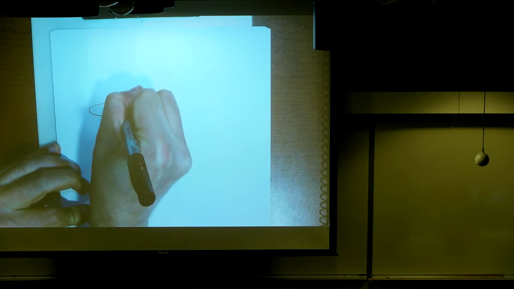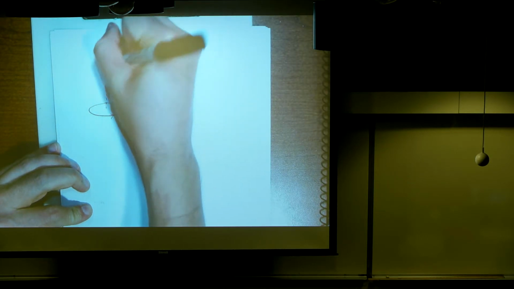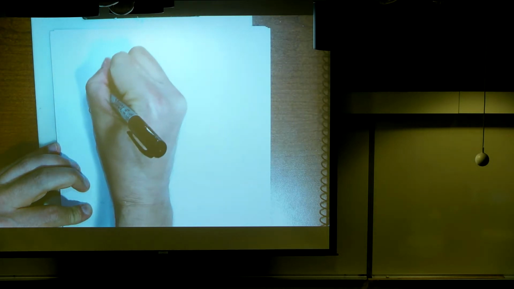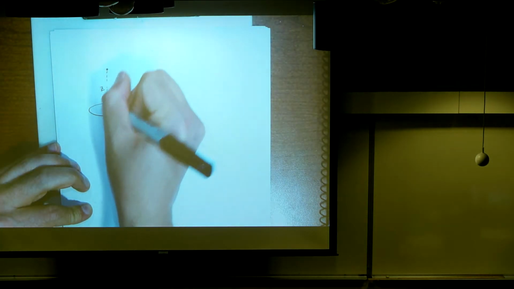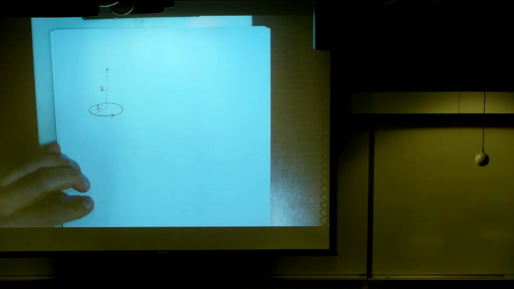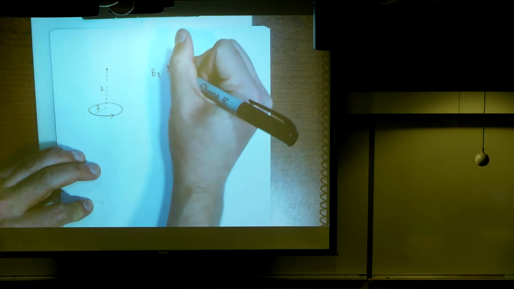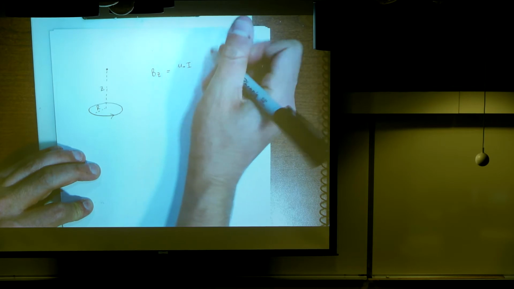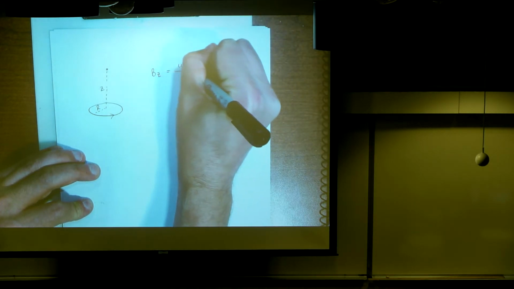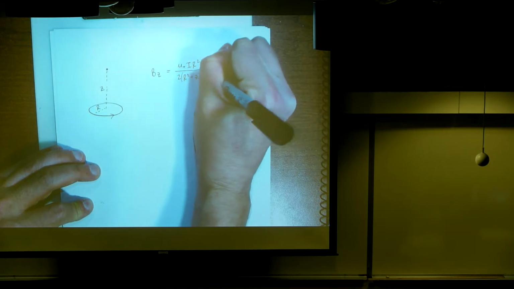Okay, so we'll start with a sketch. Remember, we have the loop of current circulating this way, and then we have some point, which is up here, distance z away from the center of the loop. The radius of the loop we're calling r. Okay, so what we found is that Bz is equal to mu naught times I times r squared divided by 2 times (r squared plus z squared) to the power 3/2.